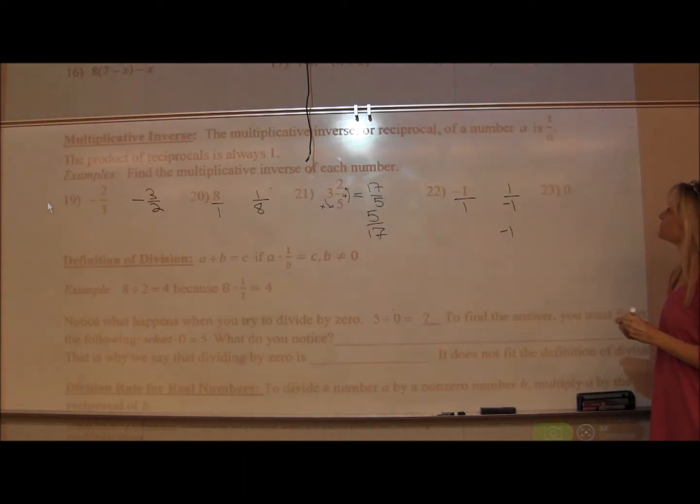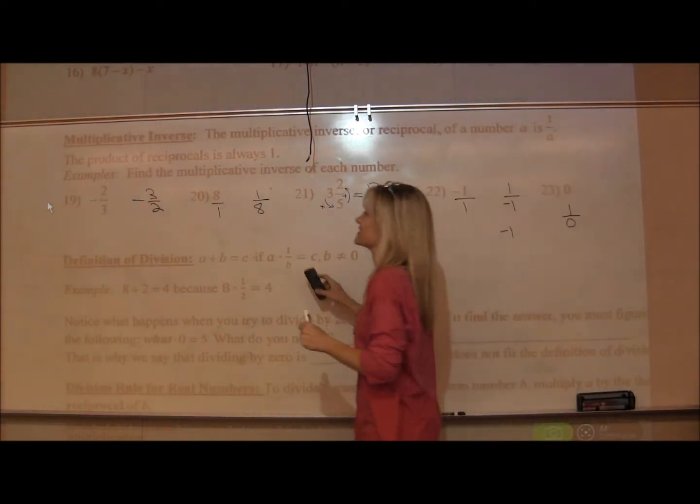Okay? What do you think the reciprocal of 0 is? 1? No. Any ideas? 0? Not quite. 1 over 0 is actually undefined, because you can't divide by 0. And we're going to talk about why. I think often in algebra you just hear you can't divide by 0 because it's undefined. We're going to discuss why it's undefined.